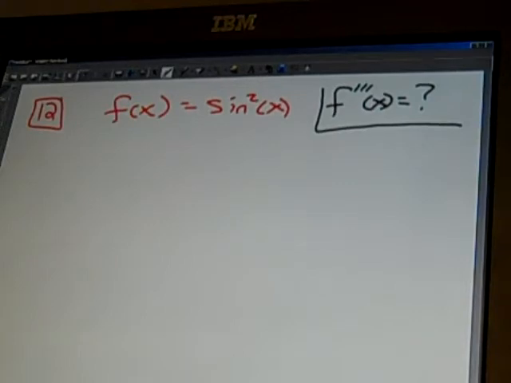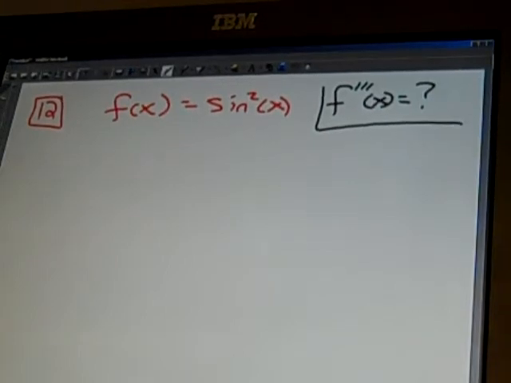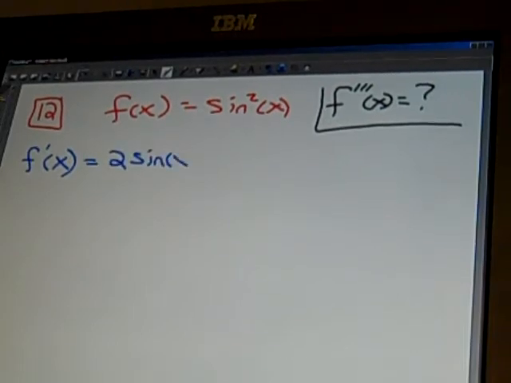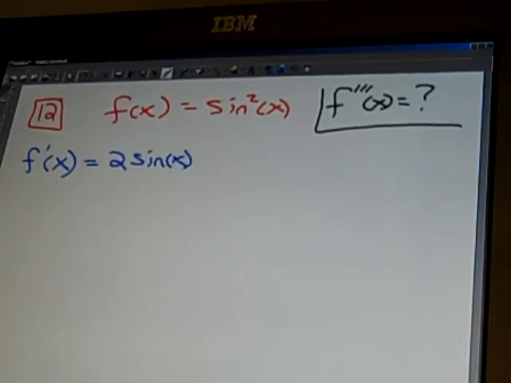Sounds good. So we got sine squared of x, and I'm looking for the third derivative. Right? Third derivative, so the first derivative using the chain rule is what, Thomas? 2 sine x times the derivative of sine, which is times negative cosine x.